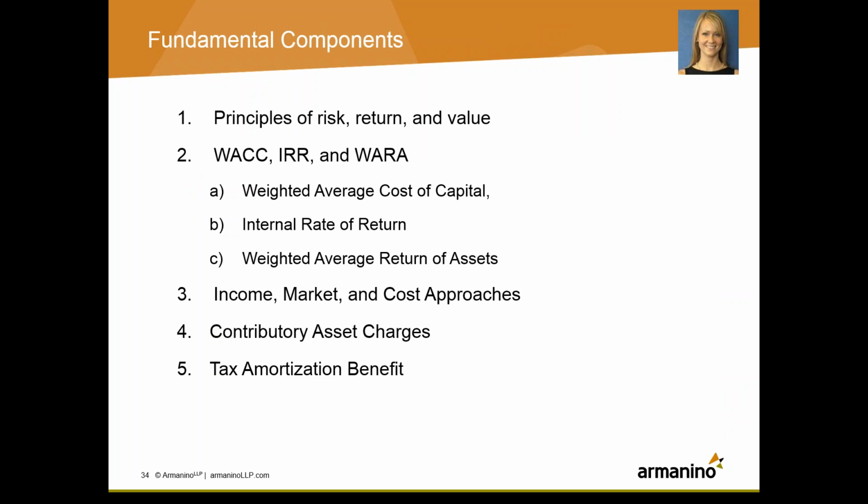So here are some fundamental components in a purchase price allocation. Our principles of risk, return, and value are ever present in the whole model. Our main risk and return rates are the weighted average cost of capital, internal rate of return, and the weighted average return on assets, which we'll talk about. We have our 3 main approaches: income, market, and cost, and then contributory asset charges and the tax amortization benefits are also unique to purchase price allocations and intangible assets.